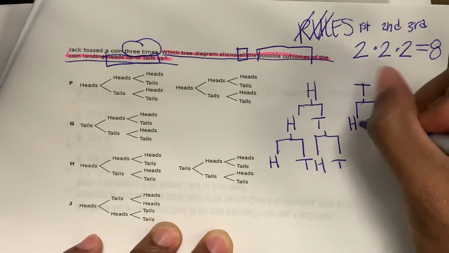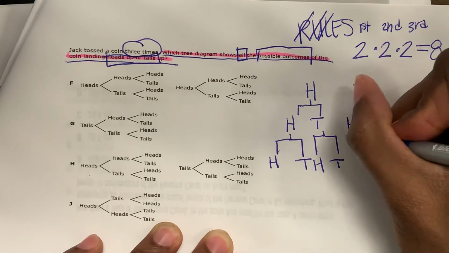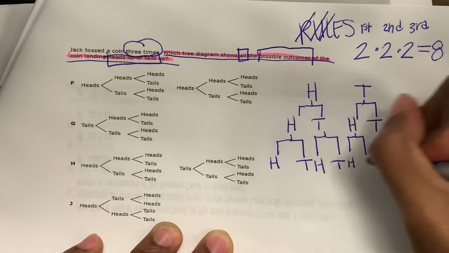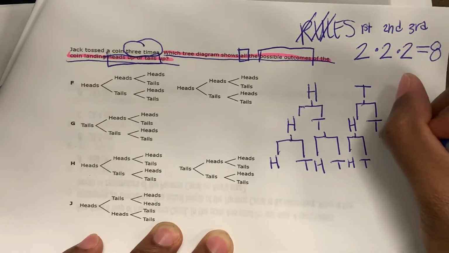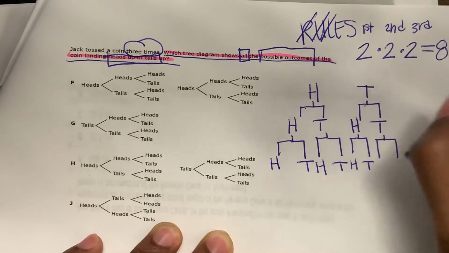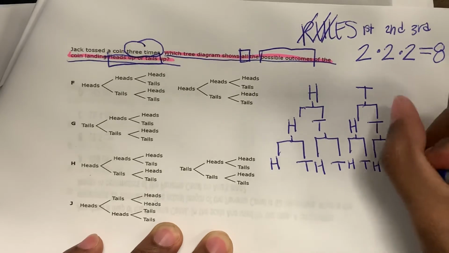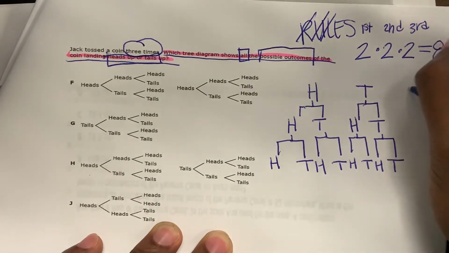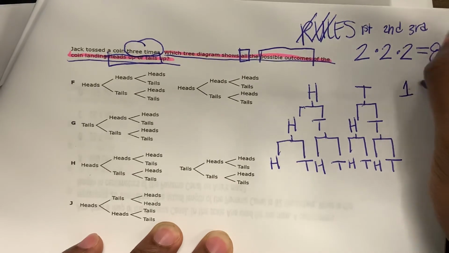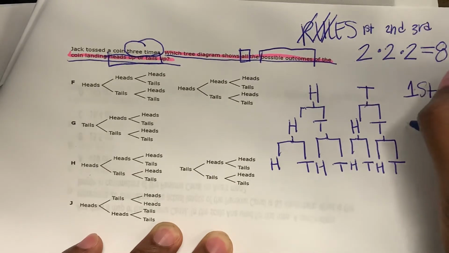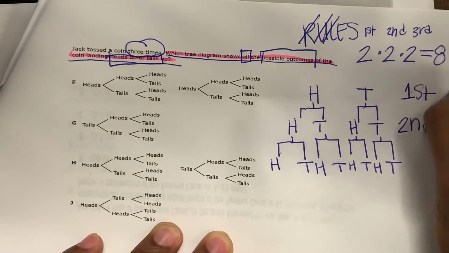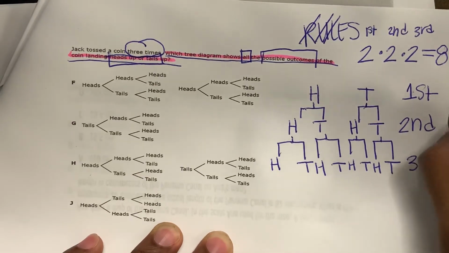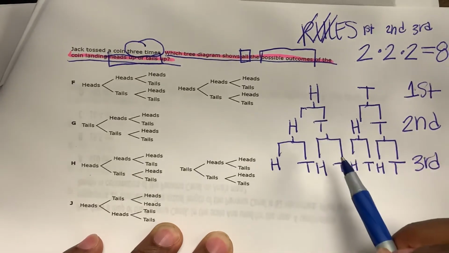Let's go here. Heads or tails. Let's go here. We can get heads or we can get tails. So this will be the first flip. This level here will be the second flip, and this level here will be the third flip. This is the level of our tree.